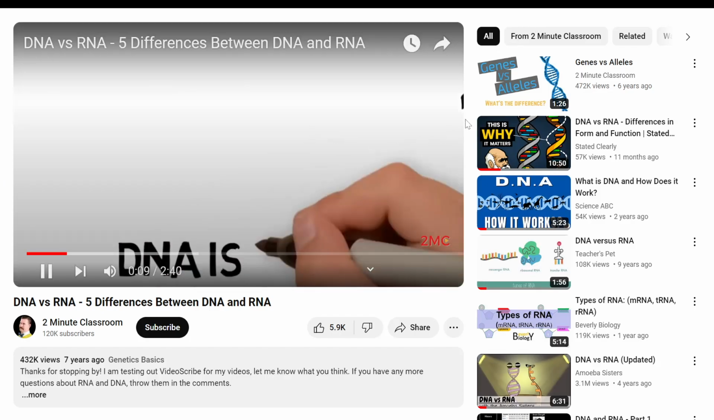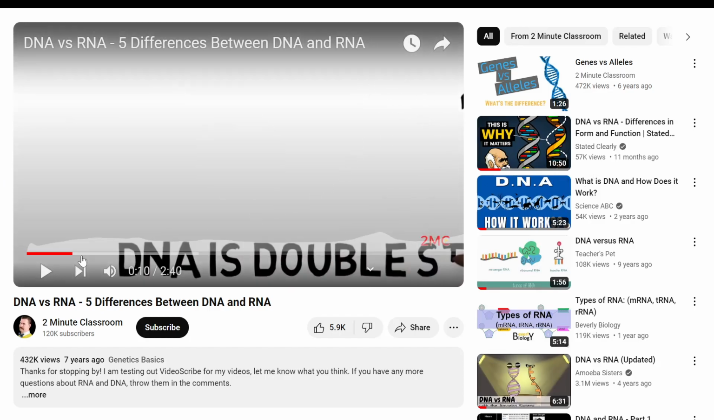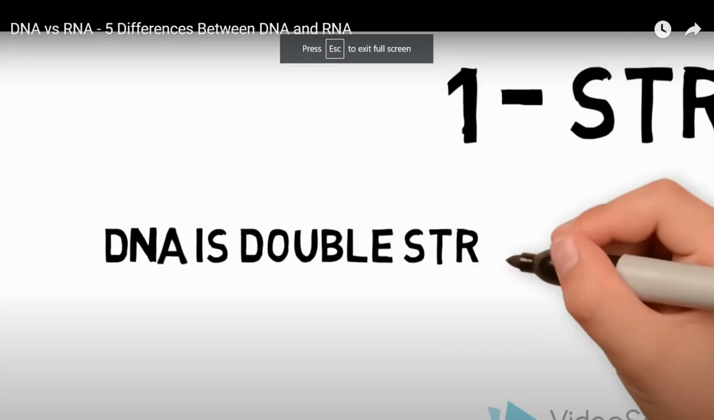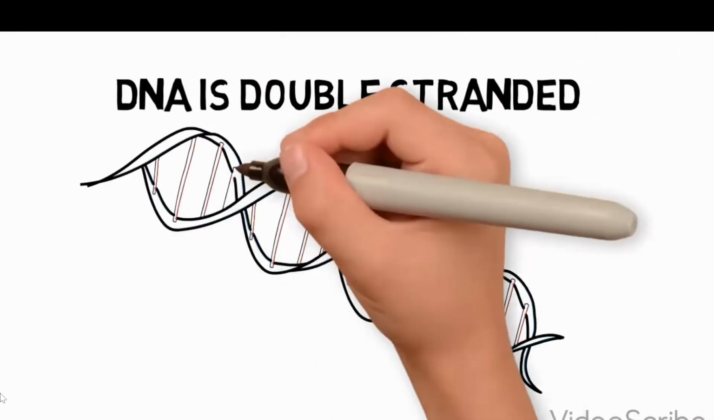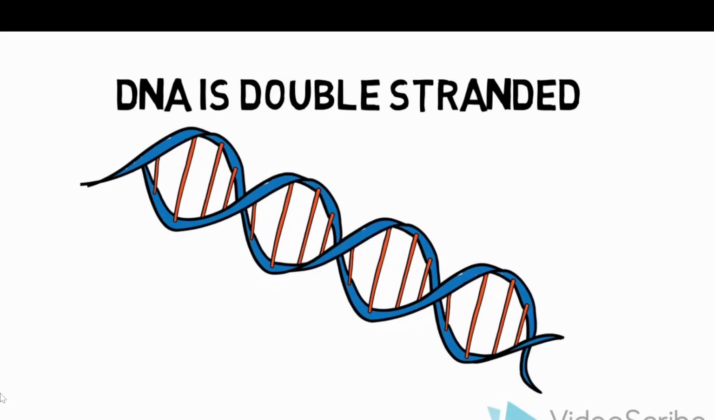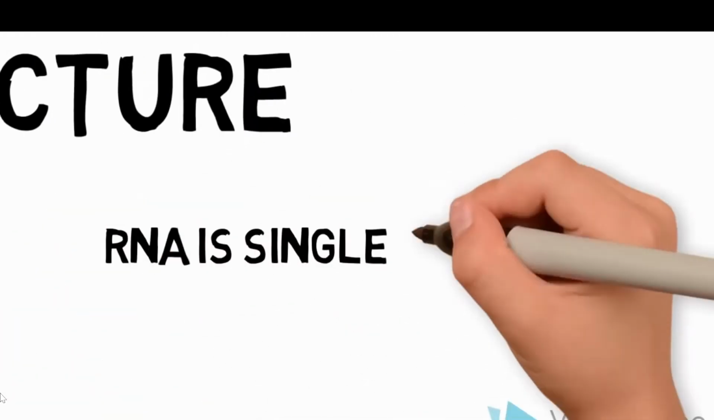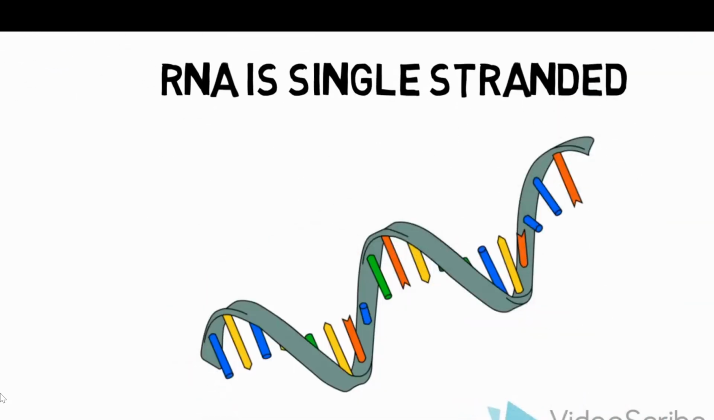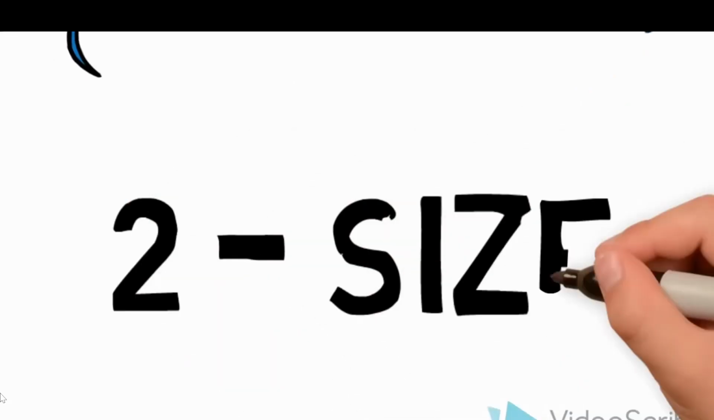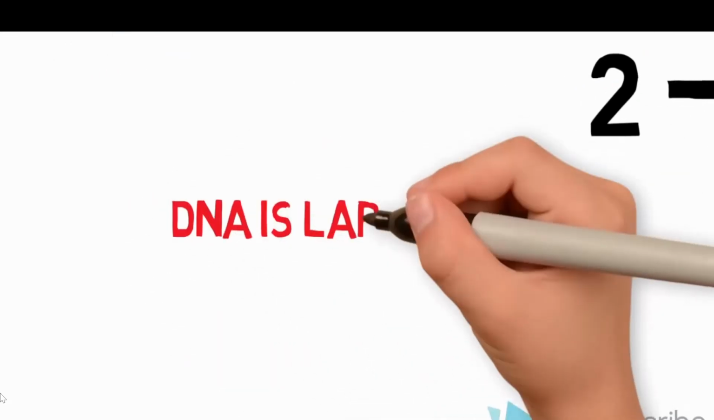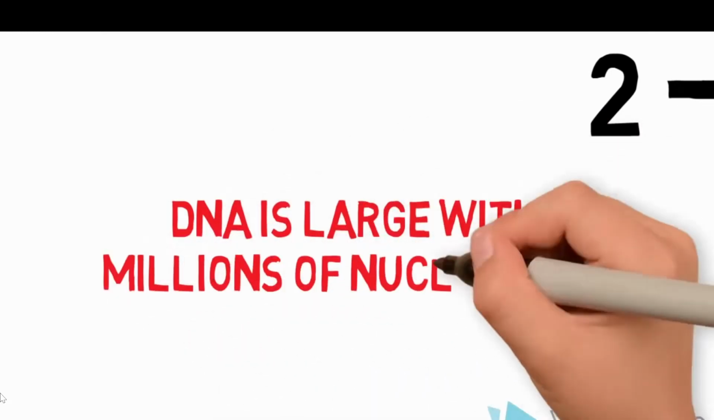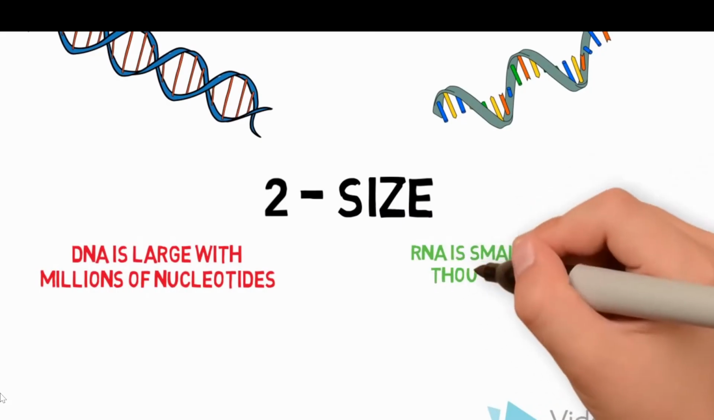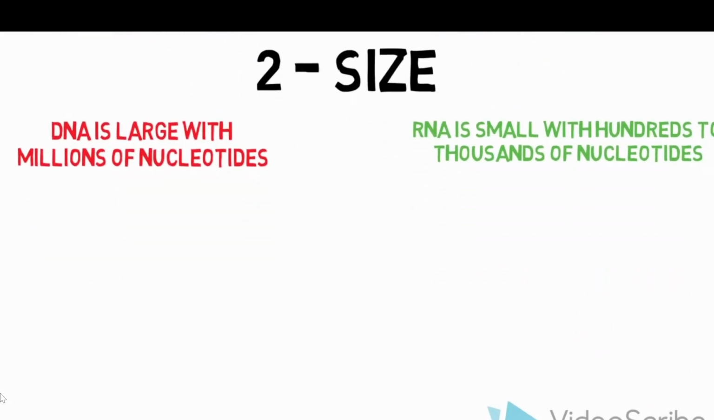So DNA is usually double-stranded. Why is it not going full screen for me here? Hang on. Let's try that again. There we go. Two separate strands that are connected, which look like this, while RNA is single-stranded most of the time, looking like this. DNA is much larger than RNA, with usually millions of nucleotides. And RNA is, of course, smaller, with hundreds to thousands of nucleotides, and sometimes tens of thousands.